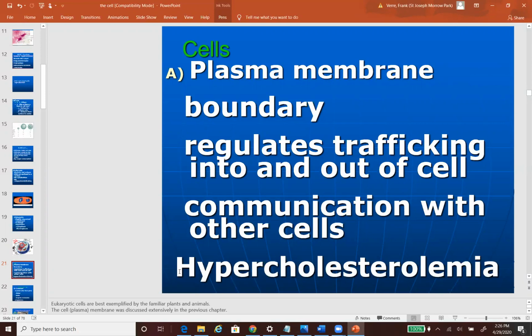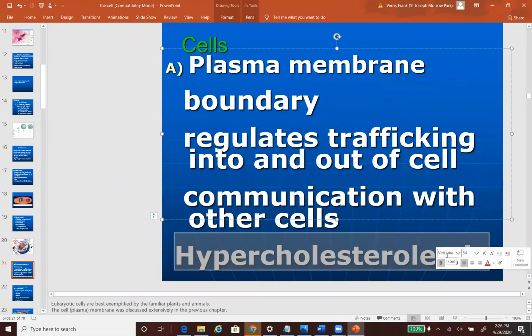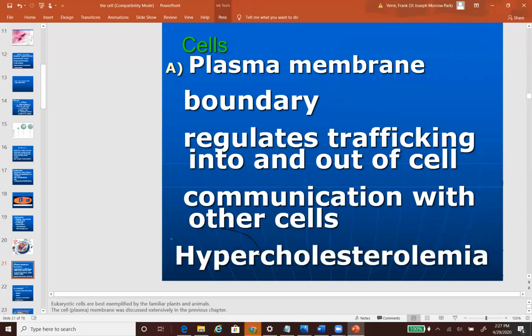There's a massive term here at the bottom of the slide called hypercholesterolemia. Just a quick word in biology: whenever you see the prefix hyper, it means a lot. So what is this hypercholesterolemia? Well, it sounds like it's an issue with a lot of cholesterol, right? A lot of cholesterol.